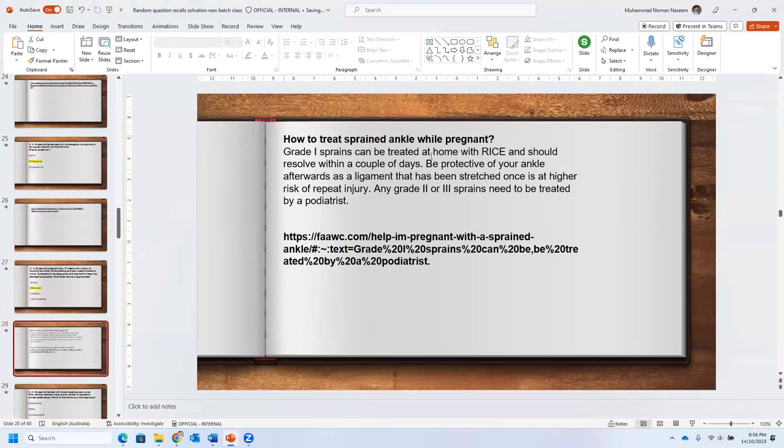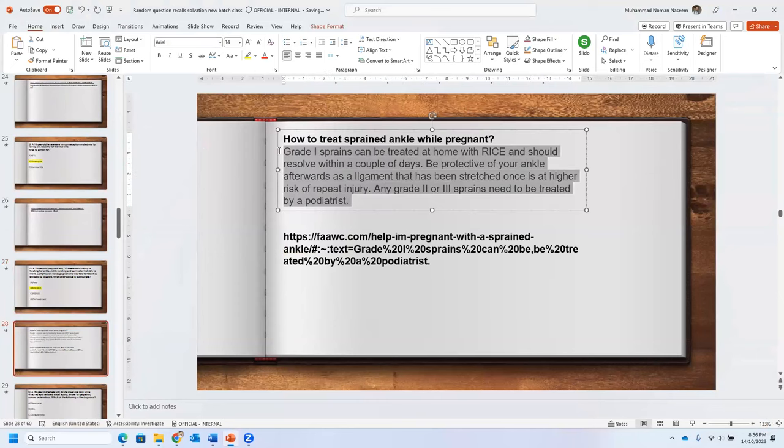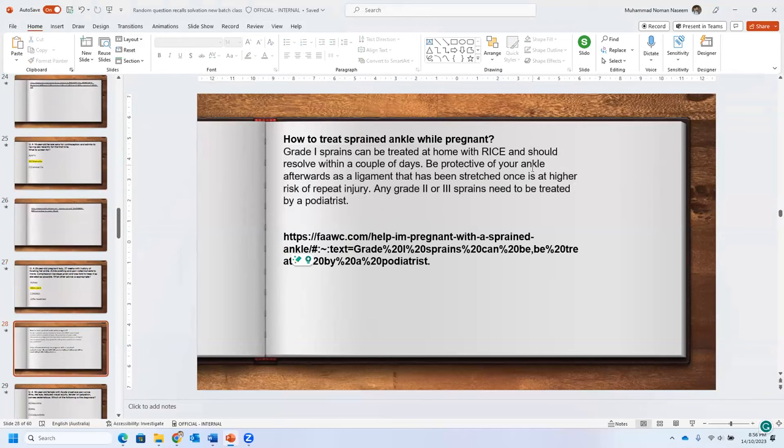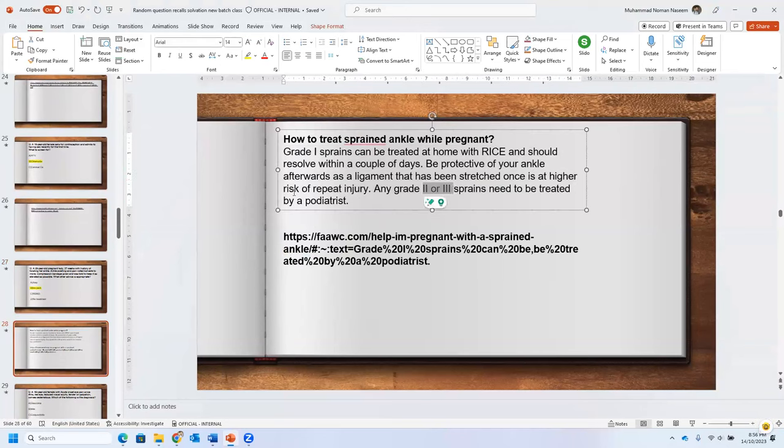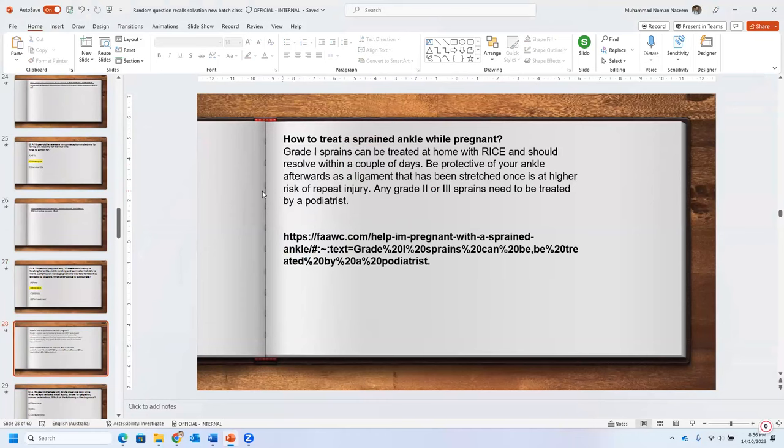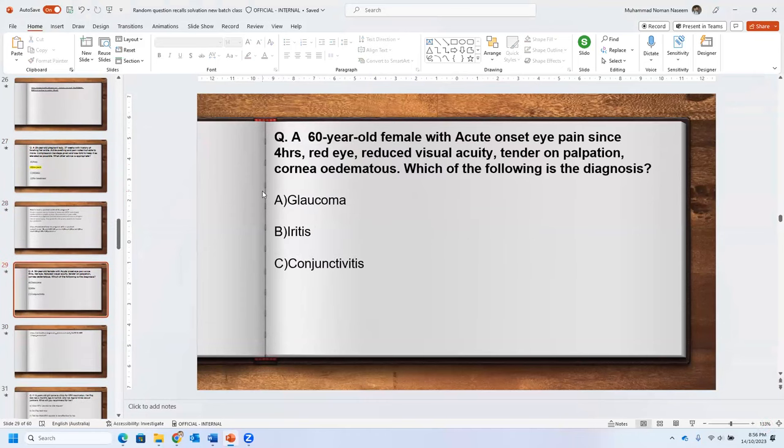So how to treat a sprained ankle while pregnant? Grade 1 sprains can be treated with RICE. Grade 2, where there's splinting, needs to be treated by a podiatrist. They are basically the specialists who have good education about foot care. All right, next question.